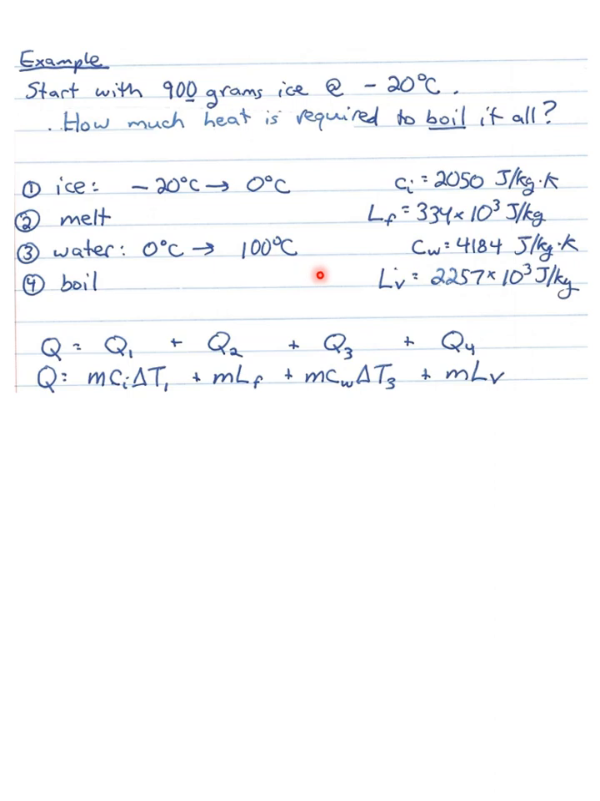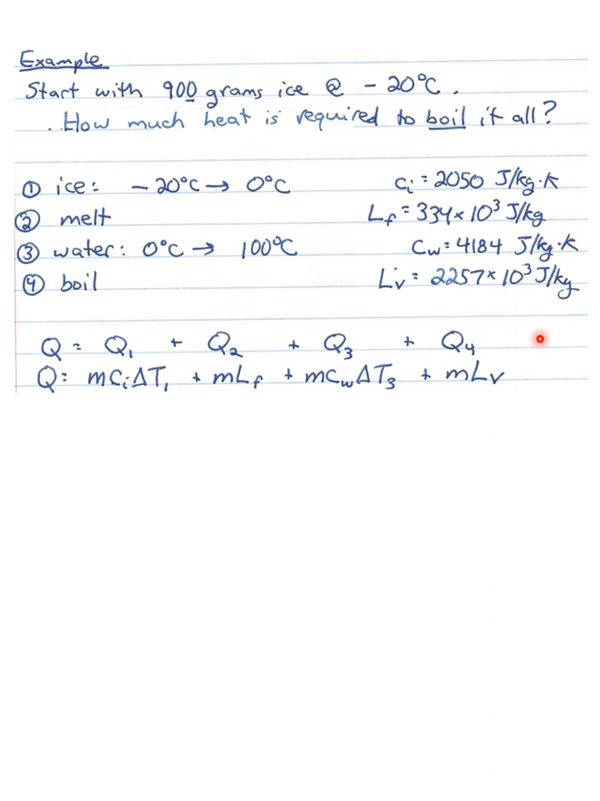Here's the necessary information that's relevant to these steps. When we're raising its temperature, we need the specific heat of ice, 2050 joules per kilogram Kelvin. When it melts, we need the heat of fusion. When it's water that's having its temperature raised, we need the specific heat of water. And finally, when it boils, we need the heat of vaporization of water. So those are the 4 relevant quantities. If we want to know how much heat, we're going to add the heat from each step. So the amount of heat is Q1 plus Q2 plus Q3 plus Q4.